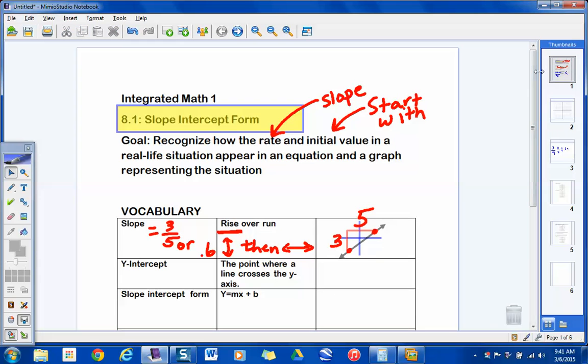You guys see this term initial value right up here in our goal? We said that that's the point that you start with. I'm also going to tell you that the initial value for some of these problems is also what we call the Y-intercept. Your book is going to refer to it as vertical intercept. I always call it the Y-intercept. So if you see vertical intercept, just think Y-intercept. Okay, can we handle that?